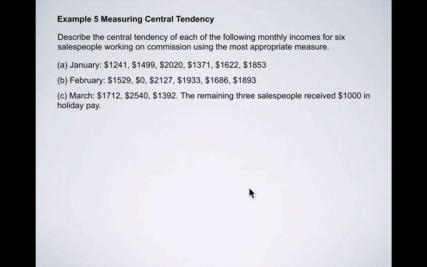Now, what I want you to do is determine the central tendency of each of the following 3 months here. So for January, I want you to calculate the mean, median, and mode. February, same thing, and March. And determine which is the most appropriate measure to use for determining the central tendency of the data for each month.